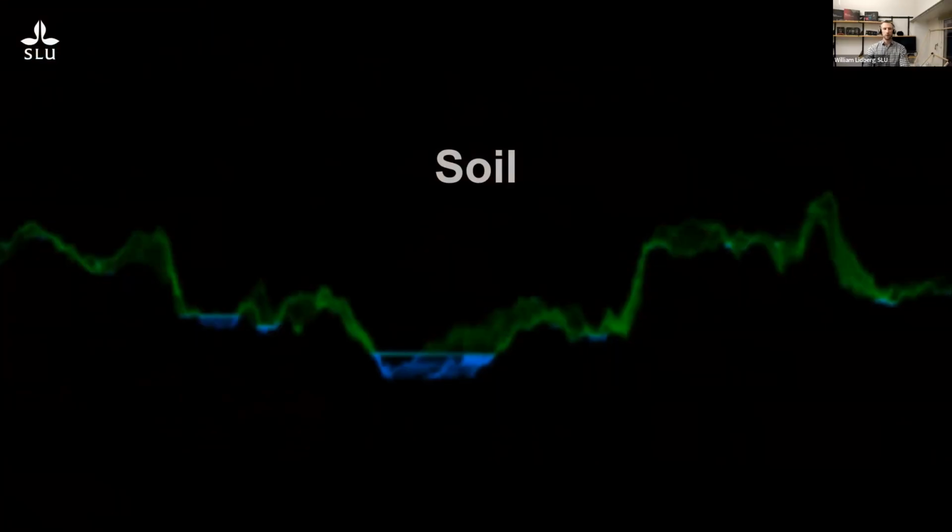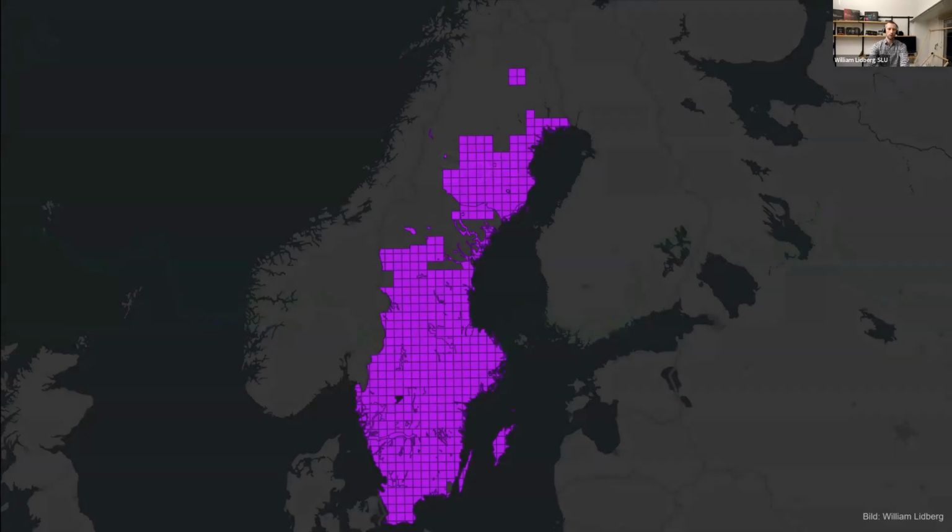Now I'm going to talk a bit about soils, because we noticed something really interesting. First, I'm going to tell you about the problem with the soils in Sweden, or the soil map. This is the coverage of the high quality soil map of Sweden. You can see that parts of northern Sweden don't even have a soil map. It's just missing.